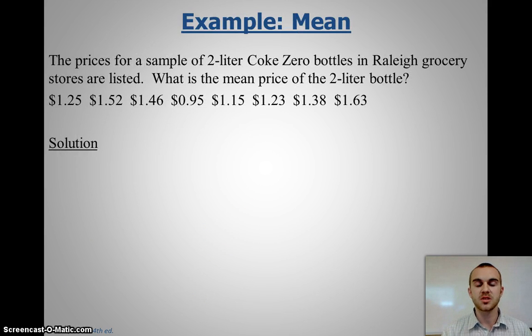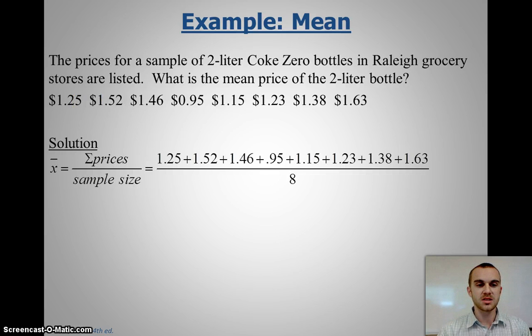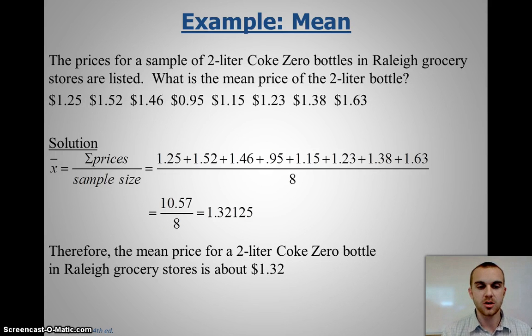An example, say that we took a sample of companies that are selling 2-liter Coke bottles and we want to know what's the mean price for the 2-liter bottle. So we have all our values here. All we're going to do is add them up and divide by the number of entries. In this case, there were 8, so we add up all the individual values and we divide by 8. What we would find is that the value would come out to 1.32125, and since we're dealing with money, we'd round that to the hundredth. So we would say that the average Coke bottle in a Raleigh grocery store is about $1.32.